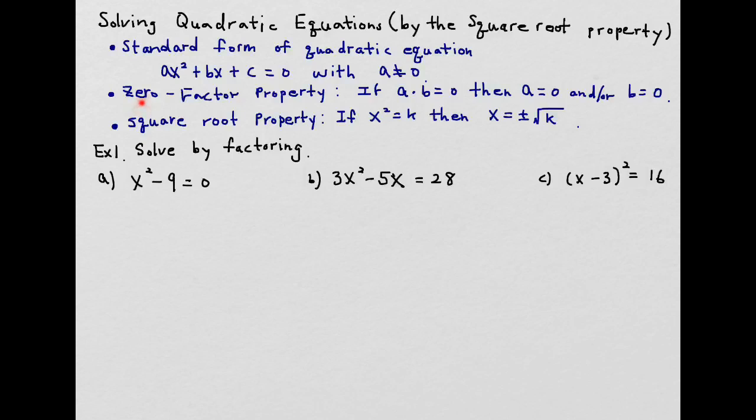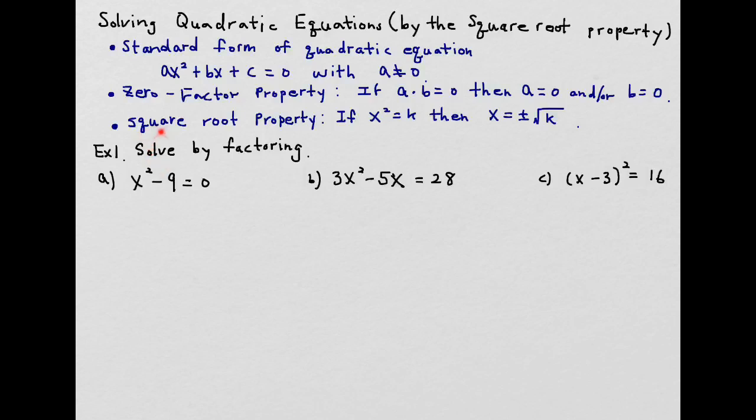When we're using factoring to solve, we use the zero factor property, where if you have two values multiplied to become equal to 0, then one of them is equal to 0, or both equal 0. So we use the zero factor property when solving by factoring.